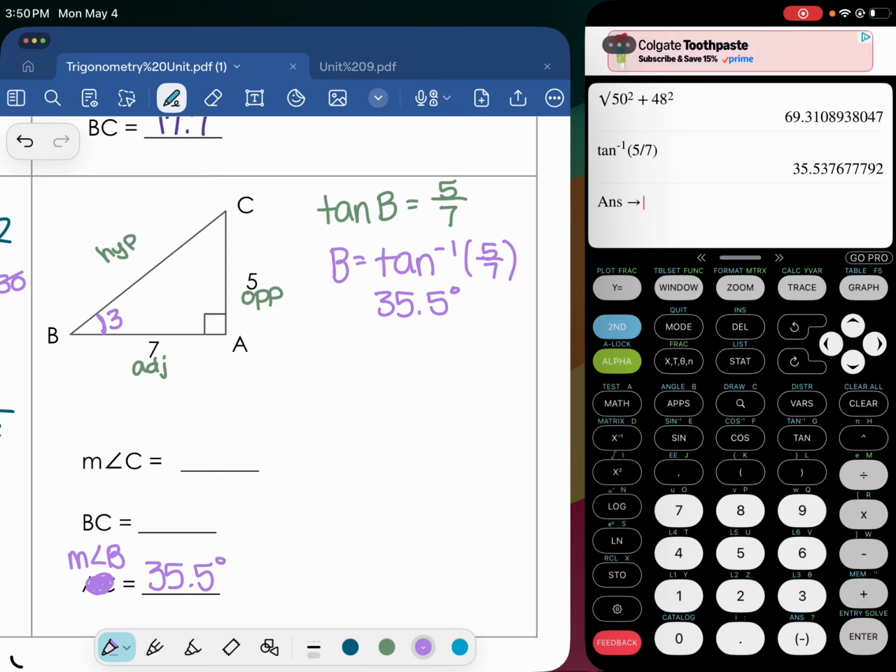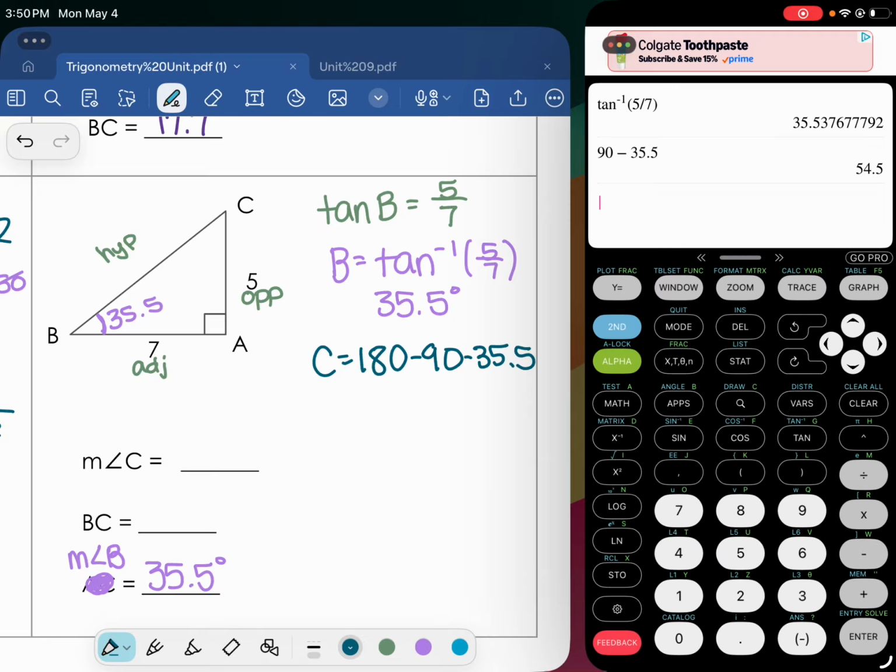And now that I know that that angle is about 35.5, angle C is 180 minus 90 minus 35.5. Now, one trick of the trade, 180 minus 90 is 90, guys, every time, because 90 times 2 is 180. So instead of entering all 3 of those, you could just do 90 minus 35.5. Just a little bit of a shortcut there. So that's 54.5.